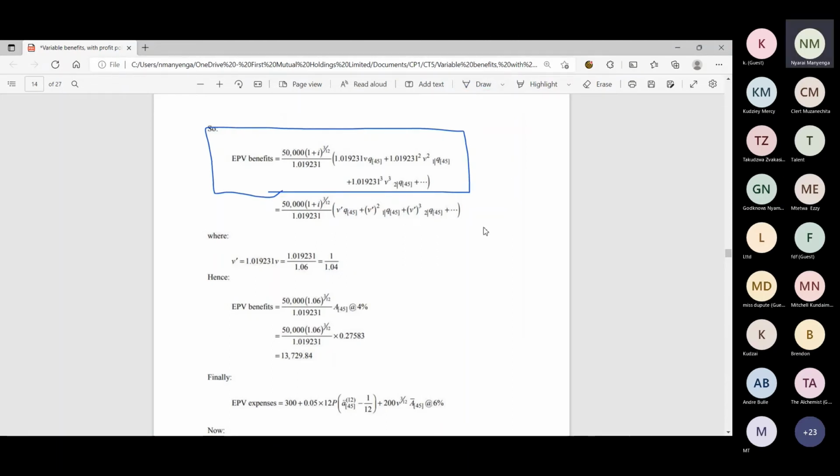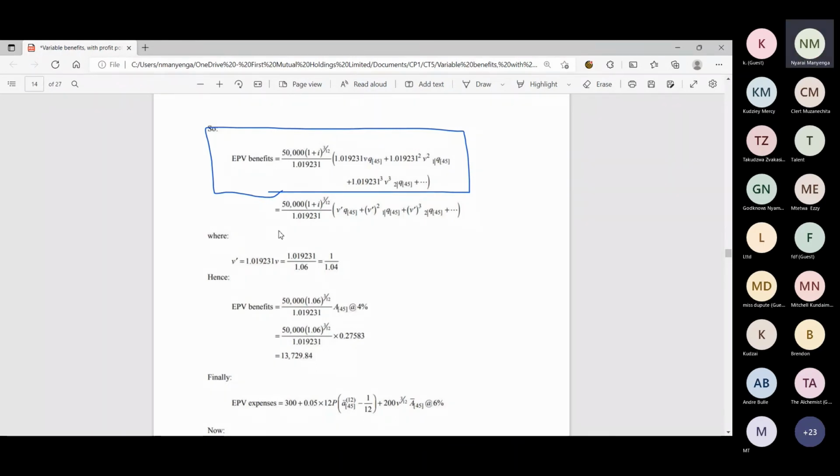And you see that now the v's will be at a different interest rate here, where we've said that if you want to get j, you have to say j is equal to (1 plus i) over (1 plus b), which is 1.92%. So you see that you get your 4% from that formula.